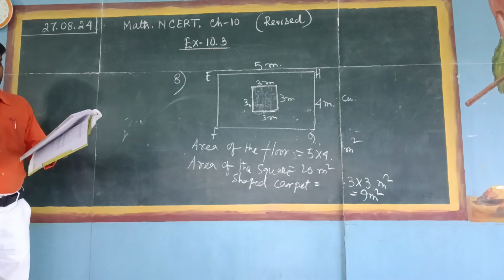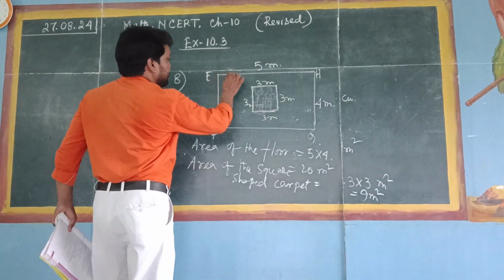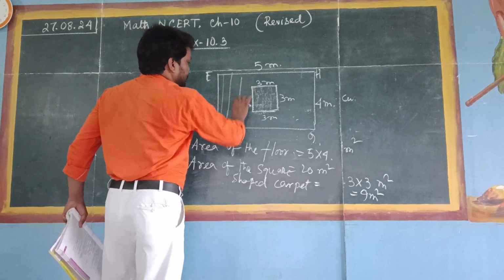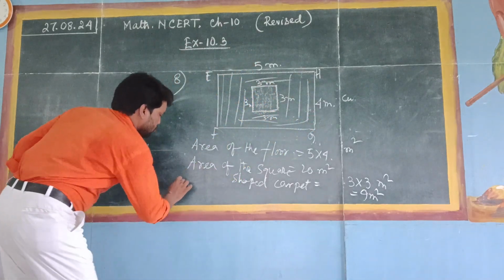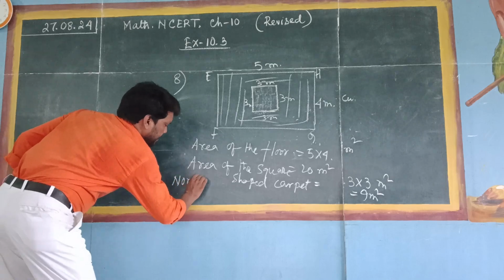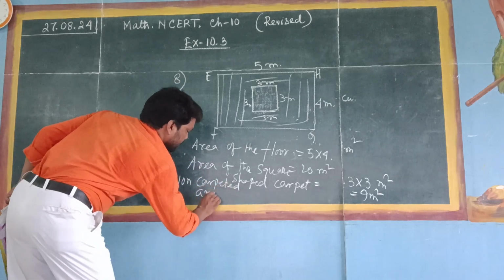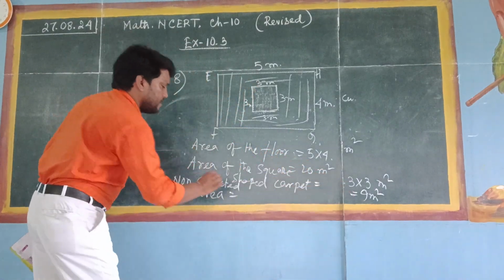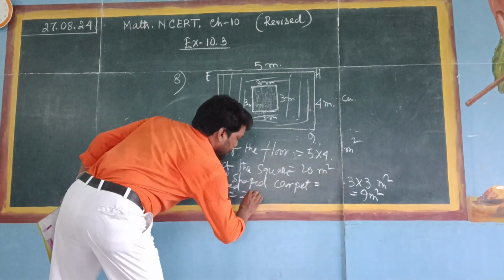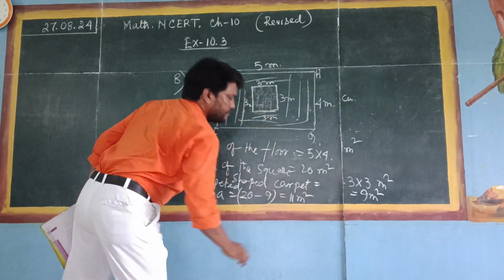What is the question? Find the area of the floor that is not carpeted. That means this portion is not carpeted. So for the non-carpeted area, 9 meter square will be subtracted from 20 meter square. So 20 minus 9 is 11 meter square.